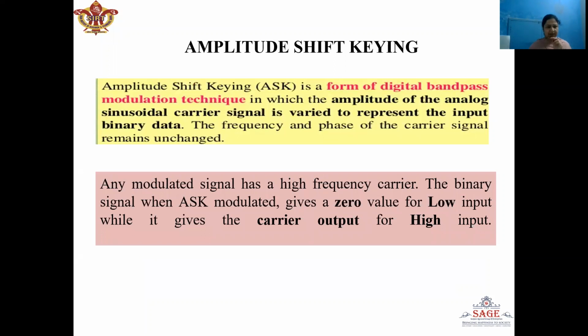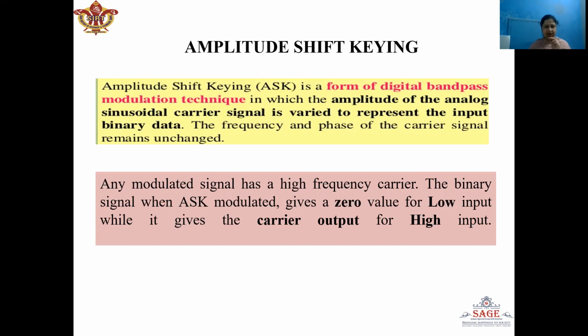Now, there are three basic signaling schemes used in passband data transmission. First is amplitude shift keying, second is phase shift keying, and the last one is frequency shift keying. Now, first in this lecture, we will discuss amplitude shift keying in brief.